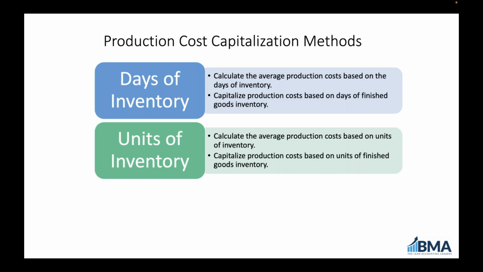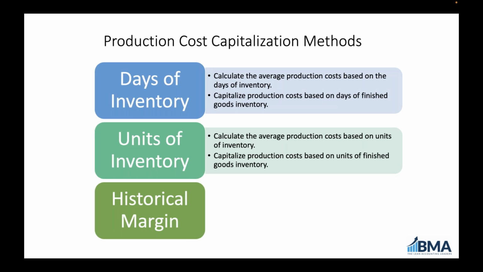You can also do it by units. Same thing. What are the actual production costs? What are the total units produced? There's your cost per unit. And based on how many finished goods you have, you can value the production costs, which remember used to be the labor and overhead.